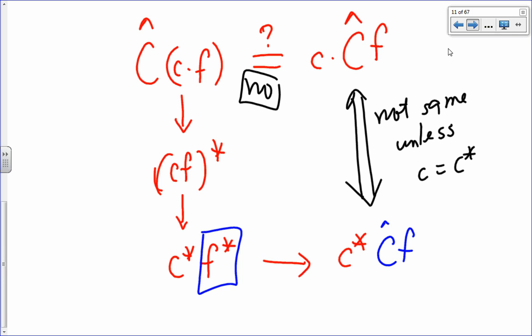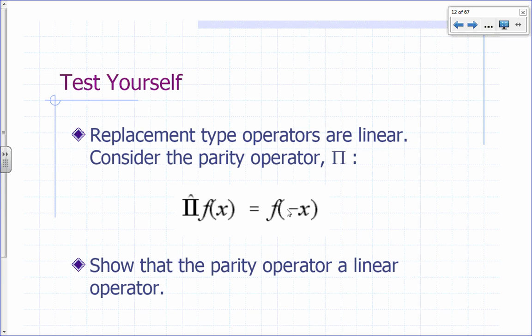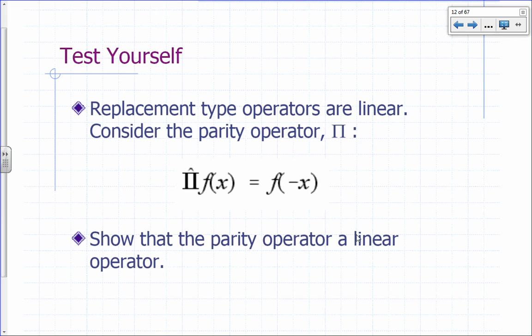Let's take a look at parity operators now. A parity operator, pi hat, is an example of what's called a replacement type of operator. The rule is there's something in your function, replace it with something else. Replacement type operators can generally be shown to be linear operators. So let's show that the parity operator is a linear operator. What the parity operator does is if you apply it on a function of x, you simply replace every instance of x by negative x.